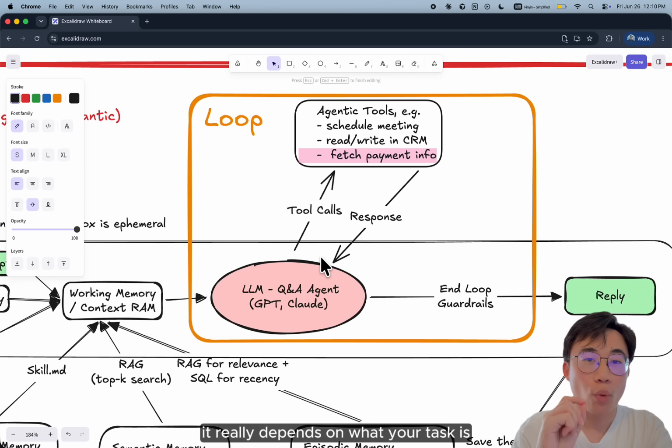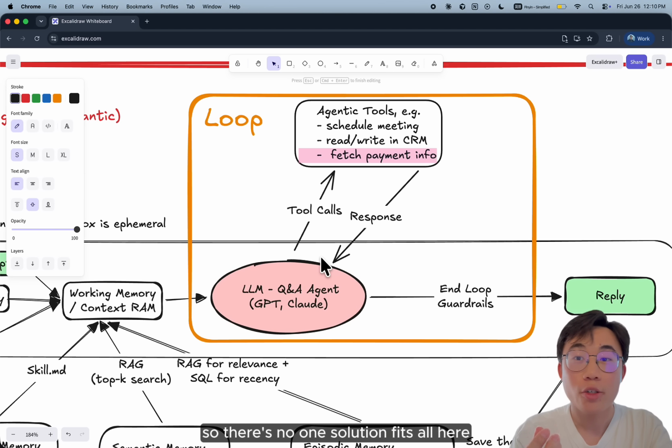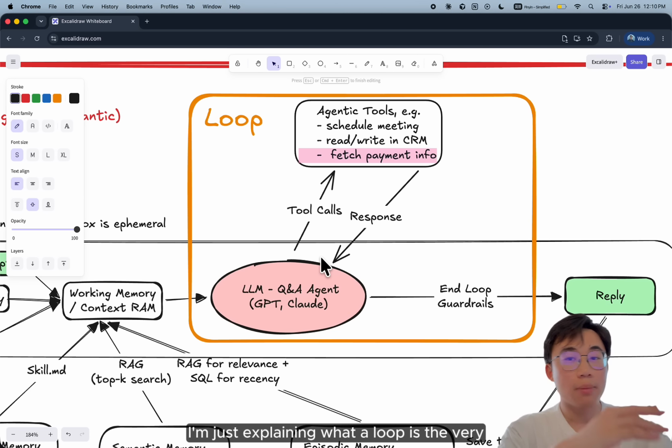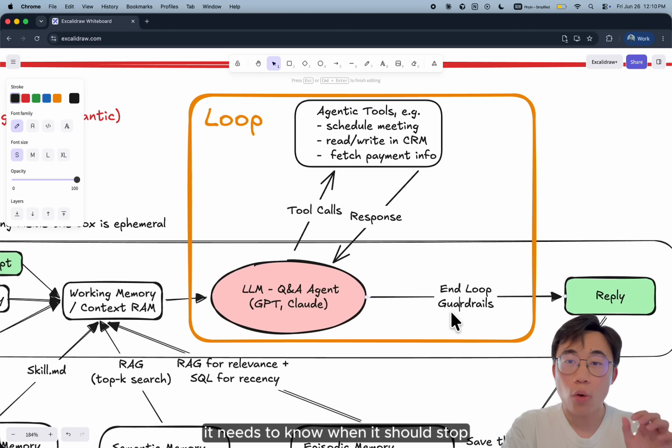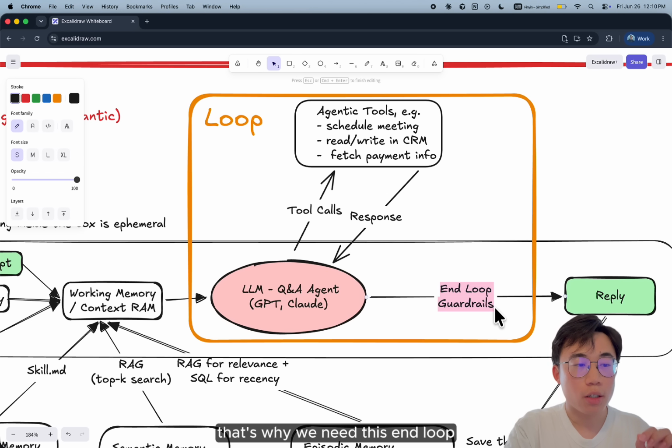It really depends on what your task is and how you built the system. So there's no one solution that fits all. Here, I'm just explaining what a loop is. The very essential part of this loop is that it needs to know when it should stop. That's why we need end loop guardrails.